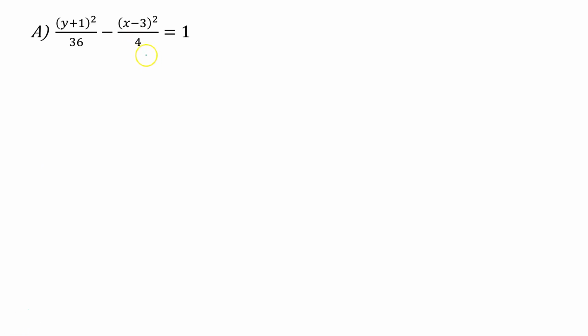Remember, the way that we know if it's up and down or side to side is just by looking at which part is positive. So in this case, the y is positive, so that means we're going to have a vertical hyperbola. So now we're going to find our a and b. So a, the way that I do it, is always the horizontal value. So that's going to be the square root of this guy right under here. So a must be 2, and b is going to be 6. And it looks like our center is at 3, -1.